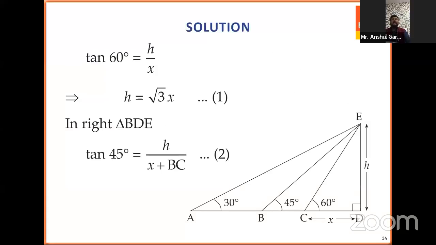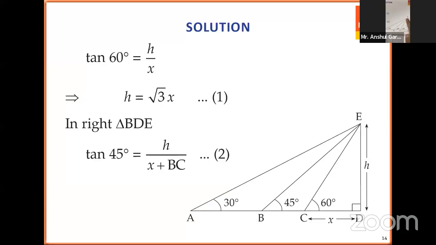So as I said, we have to draw the diagram properly. हमें diagram बहुत अच्छे से करना है. ठीक है ना? So let us see. So this is the diagram and from ABC, angle of elevation to the tower are 30, 45 and 60. We have considered this as x, okay, and this as h.